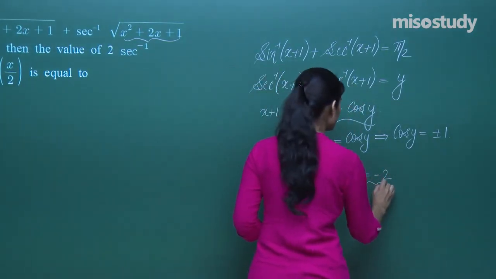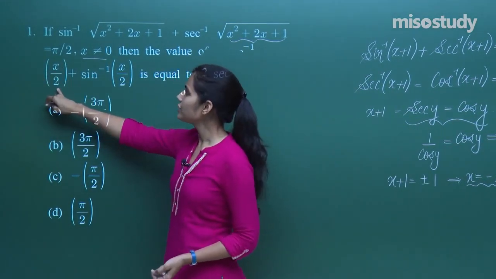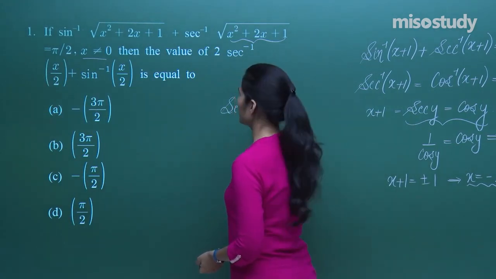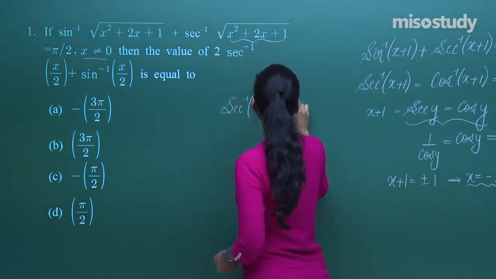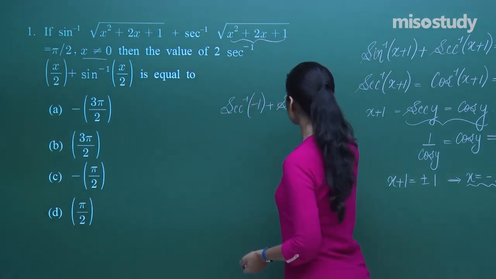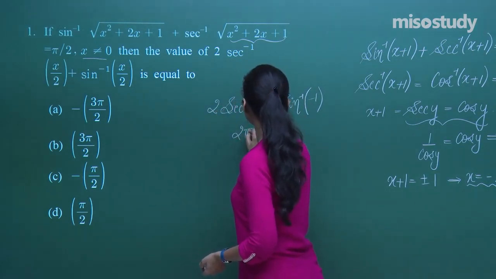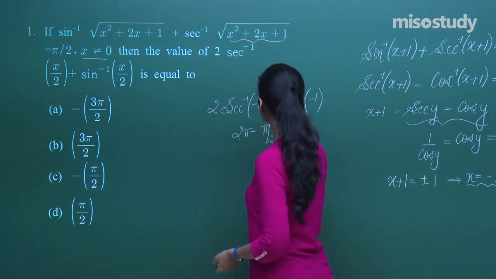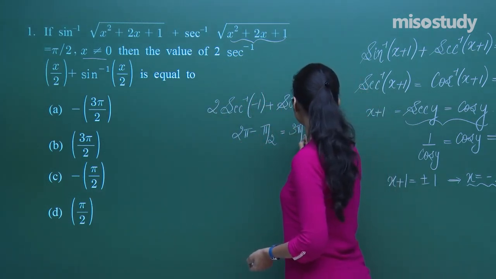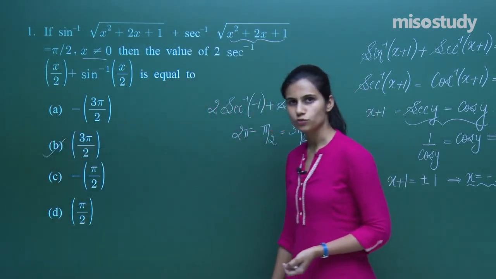And if x is minus 2, what is the given expression? Sec inverse of minus 2 by 2, that is sec inverse of minus 1, plus sine inverse of minus 2 by 2, which is again sine inverse of minus 1. This is twice of, so this gives you 2 pi minus pi by 2, which is 4 pi minus pi, that is 3 pi by 2. So your answer is 3 pi by 2.